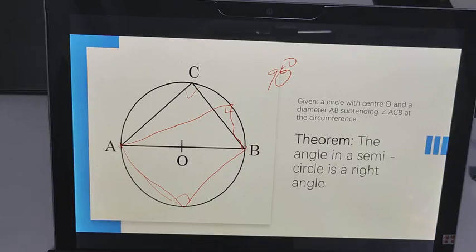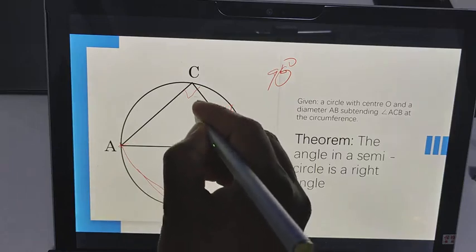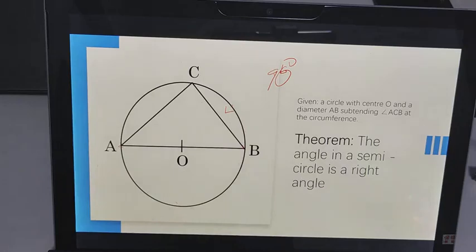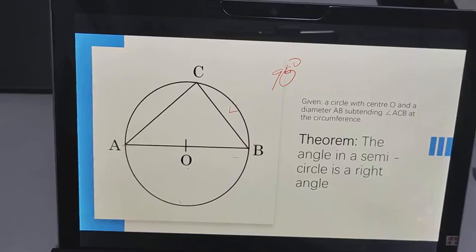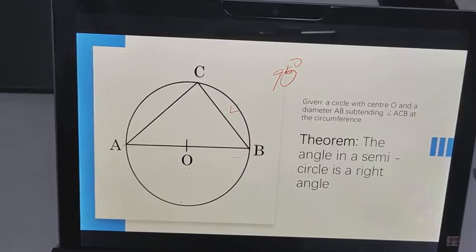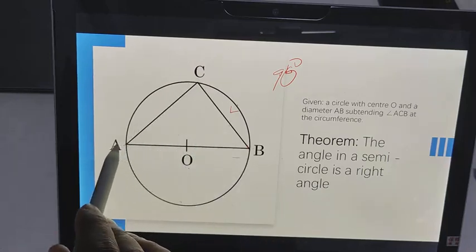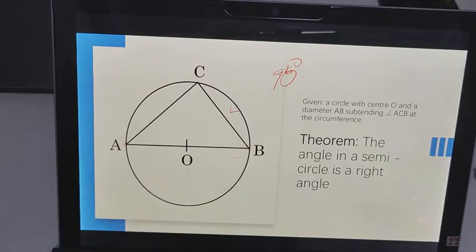Okay, so in this one, we are given this circle with center O. It has a diameter AB, and that diameter AB is subtending angle ACB. Subtending, you have used it a lot in the first lesson. Please, if you have not understood, go back and watch that video so that we don't delay our lesson today. So subtending angle ACB at the circumference, which means there is an angle here which has been subtended by AB. Those are the points we need to grasp before we proceed.